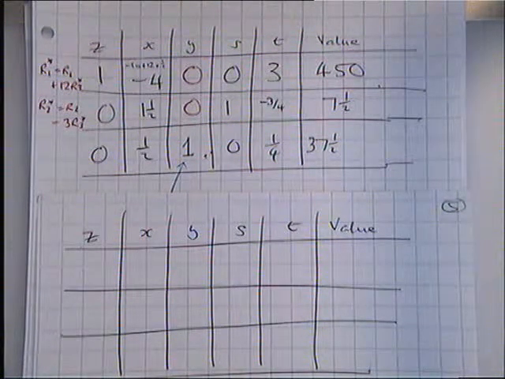I just have a question there. Okay. In the optimality condition, why does it say if the objective row has 0 in the basic column?